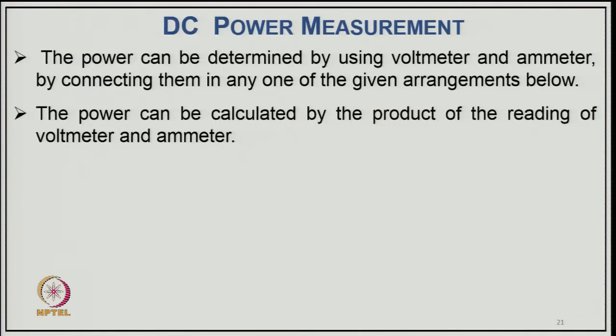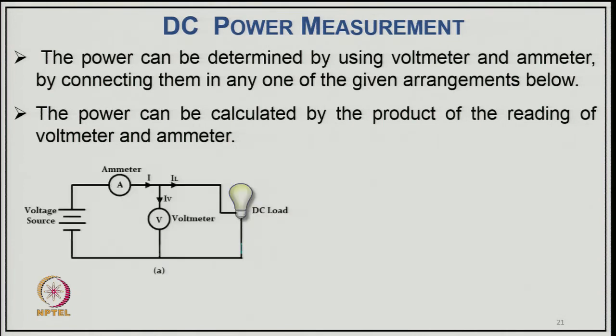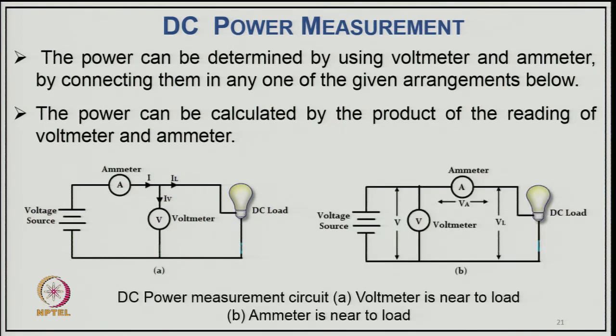Now, coming to a typical example of DC power measurement. The DC power can be determined by using a voltmeter and ammeter, by connecting them anywhere in the given arrangement, as we will discuss, and the power can be calculated by the product of the readings of the voltmeter and ammeter. A typical example is here: you have a DC source like a battery, an ammeter and voltmeter, and then a load. You can have the voltmeter after the ammeter, or keep the voltmeter towards the source, or towards the load.